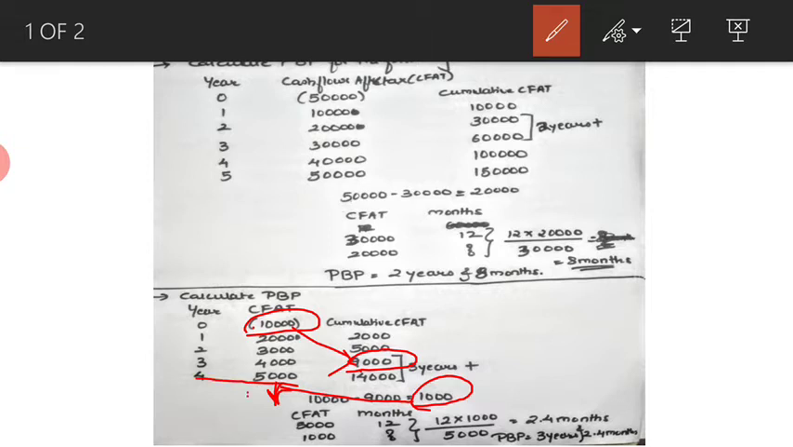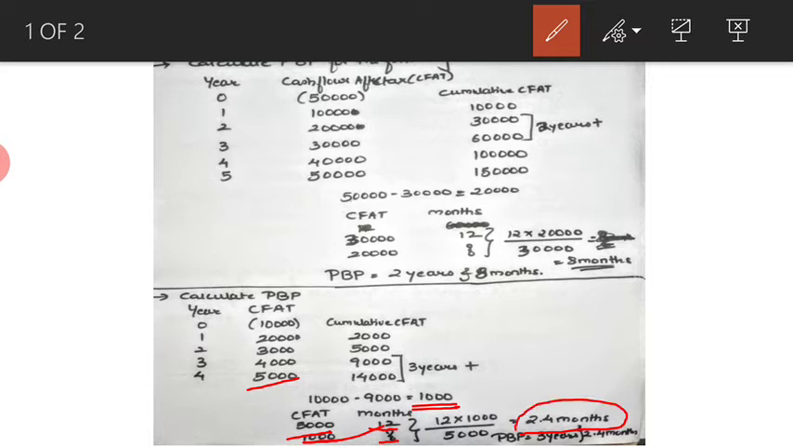In fourth year, totally we have 5,000. Do we require 5,000 again? No, we don't require 5,000. We just require 1,000. So for 5,000, it is 12 months. For 1,000, how many months are required? So it is 12,000 into 1 divided by 5,000. So answer comes to 2.4 months.